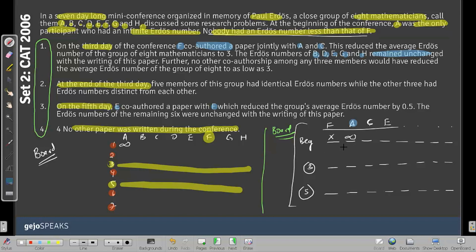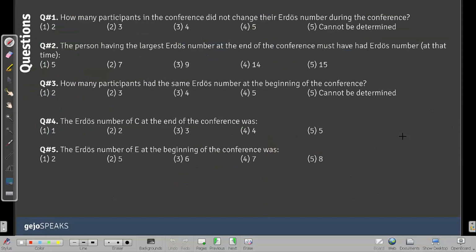So these are F, A, C, E. Those are the 4 ones in play. The rest of them we don't know what is happening in this case. So it's probably a good idea to look at the question, and I think it's a must that you should look at the question eventually, whatever you're doing to answer those questions.